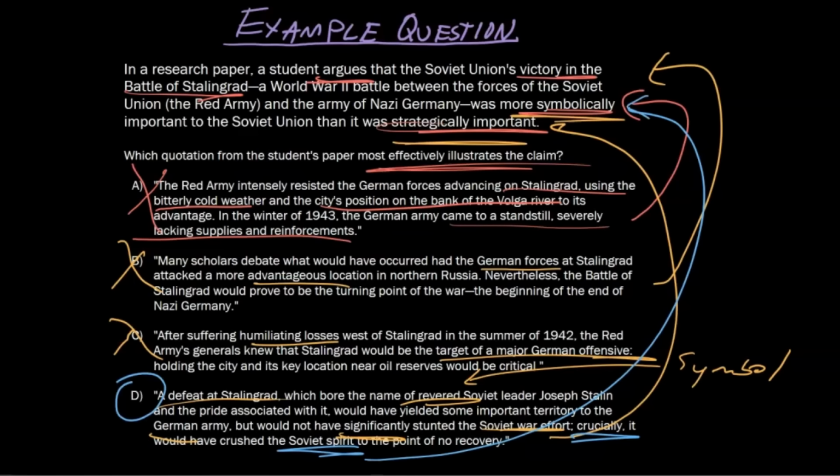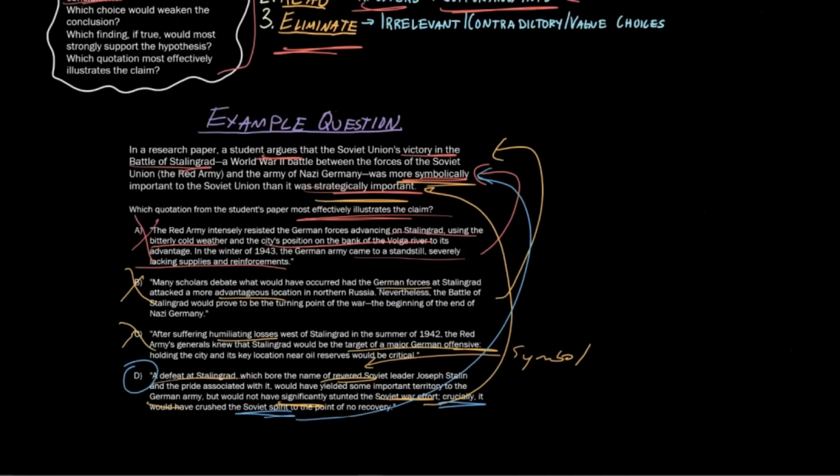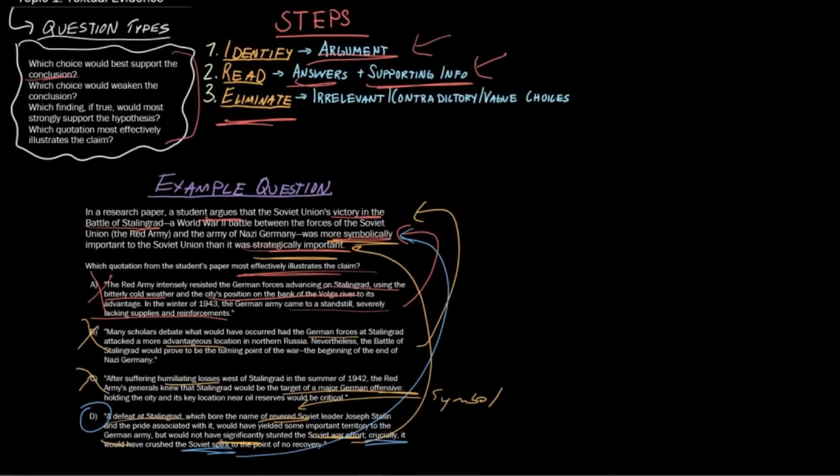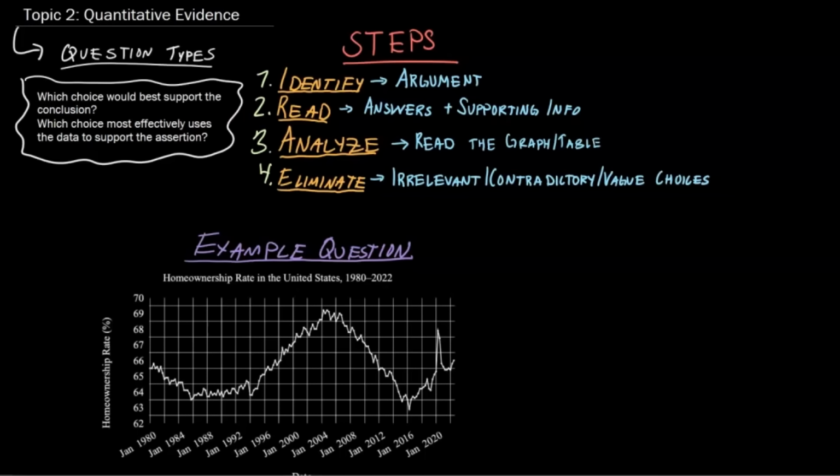And now we're going to move on. Okay, this is our last question here for textual evidence. All right, topic 2, quantitative evidence. So quantitative evidence is slightly different from textual evidence in that you'll be given some sort of graph or table. It's kind of the same idea, though.